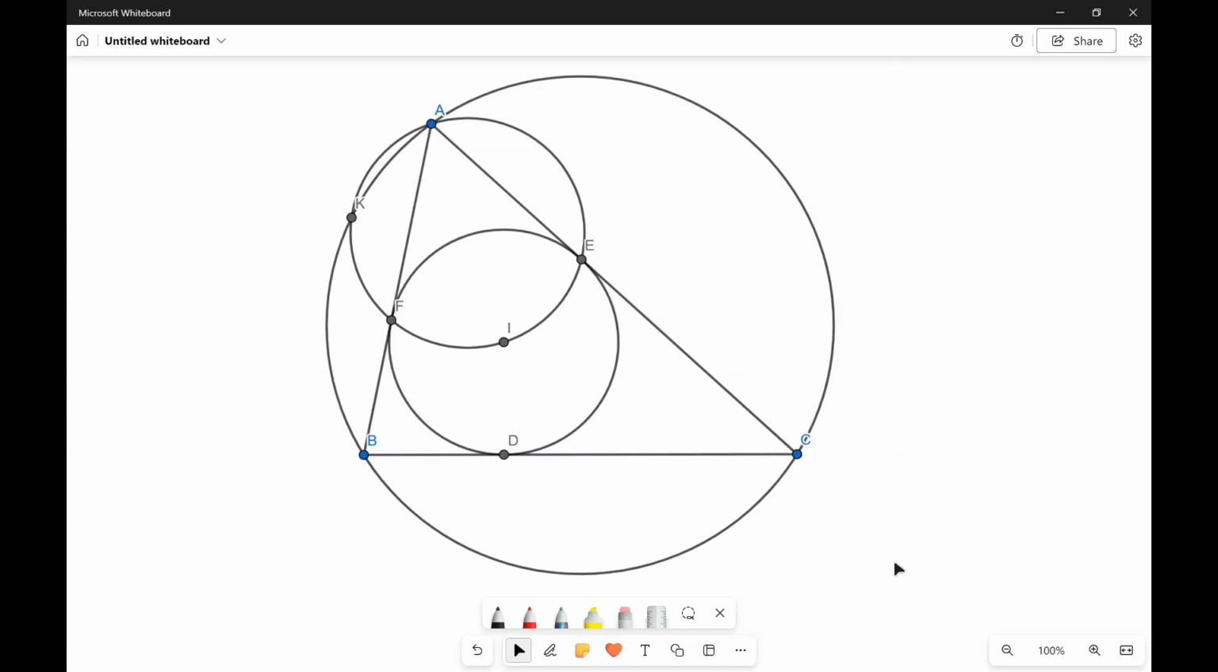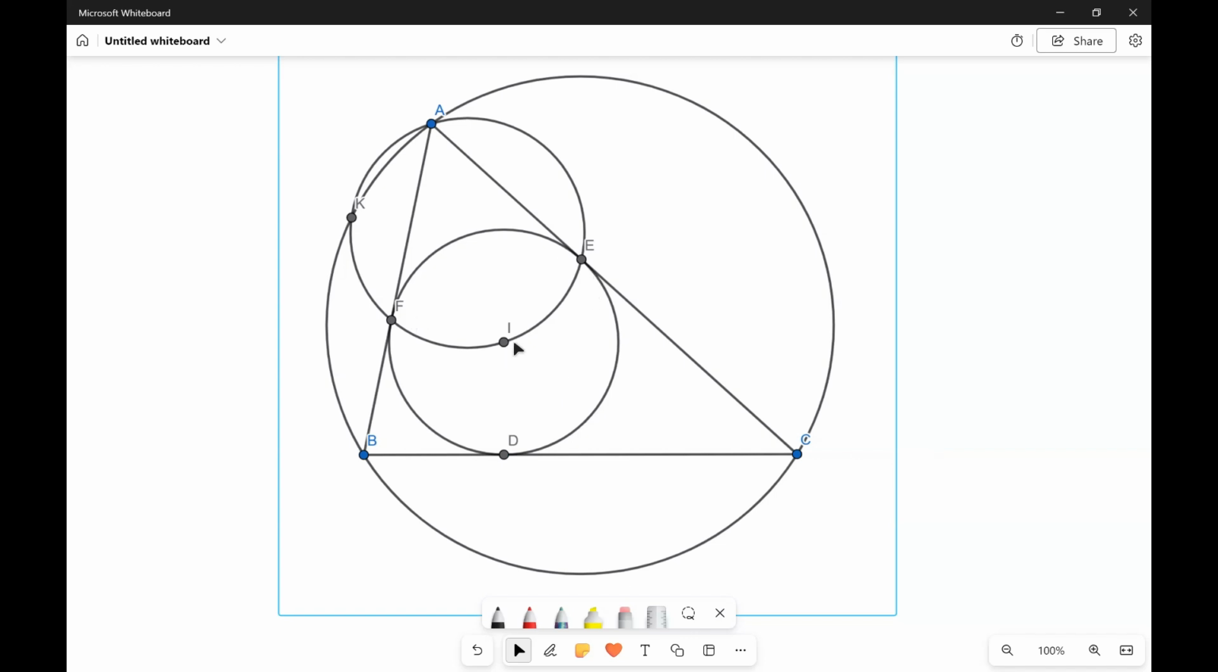In this video, we're going to be exploring the properties of this point K here. So let me go ahead and go through how this point K is defined in the first place. We have our triangle ABC and our incircle touching the sides at D, E, and F, and I is the center of the incircle.